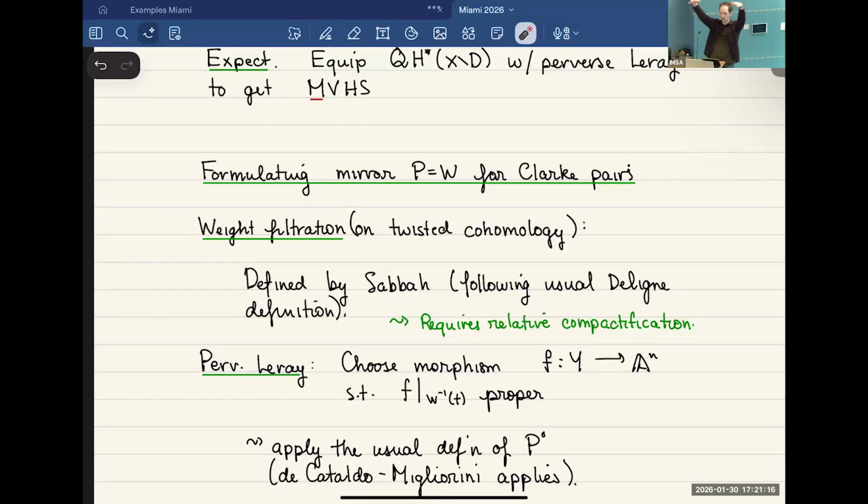Your Landau-Ginzburg model isn't necessarily proper, so we choose a partial compactification so that it is proper. Then there's a horizontal divisor with respect to this function, and you can use the usual definition of the weight filtration to define a weight filtration on twisted cohomology this way. This hasn't been studied much. As I mentioned, this is just a definition that appeared in the paper of Sabbah.